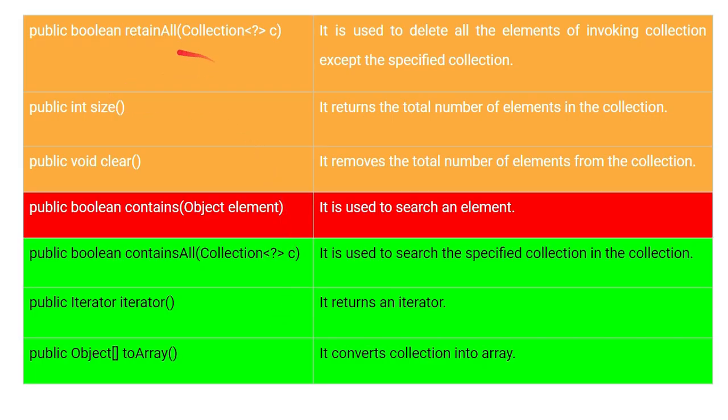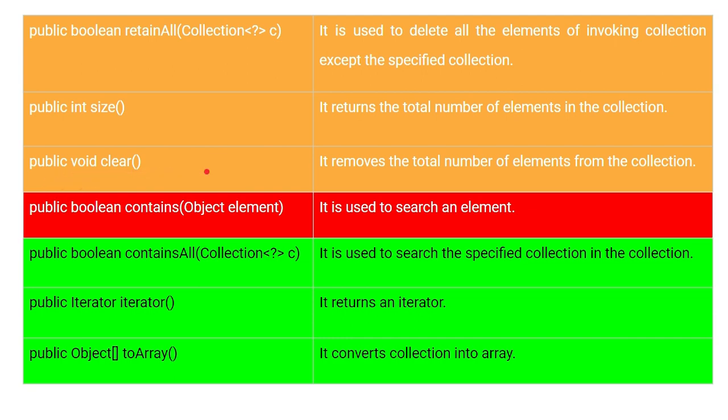And this is the retainAll. It is used to delete all the elements of the invoking collection except the specified collection. The size returns the total number of elements in the collection. We have already seen this in the previous video. We can use size and print what the size of the collection is right now.